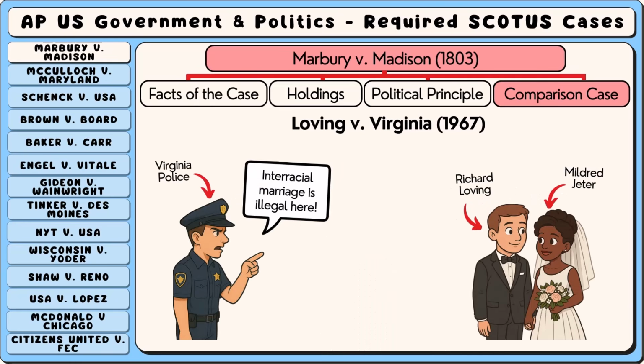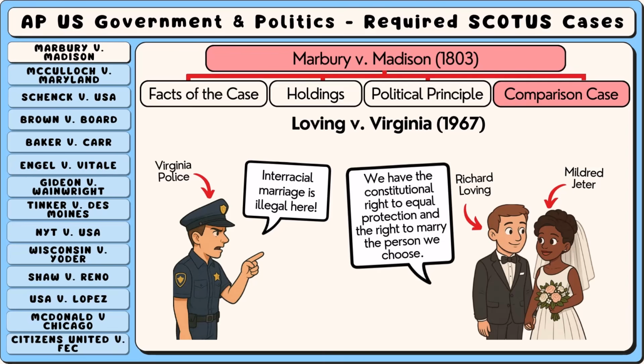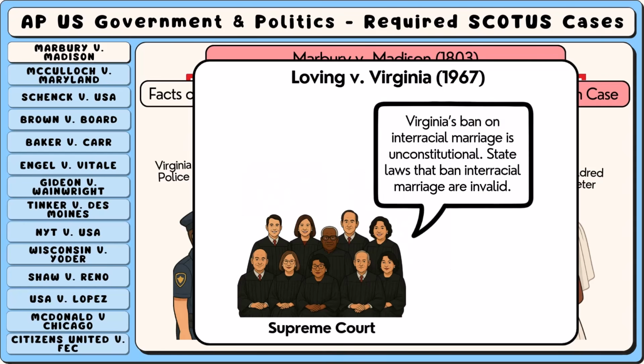When they returned home to Virginia, they were arrested because the state had a law that made marriages between people of different races illegal. The couple argued that this law violated their basic rights under the Constitution, especially the right to equal protection and the right to marry the person you choose. The Supreme Court agreed with Loving and ruled that Virginia's ban on interracial marriage was unconstitutional. This decision ended all state laws that banned interracial marriage.